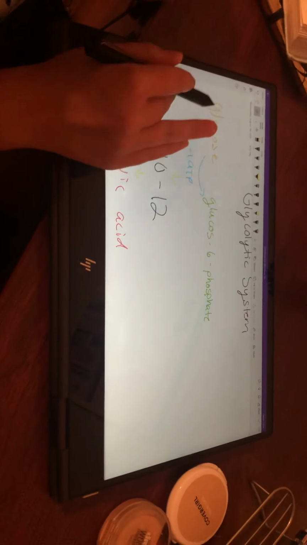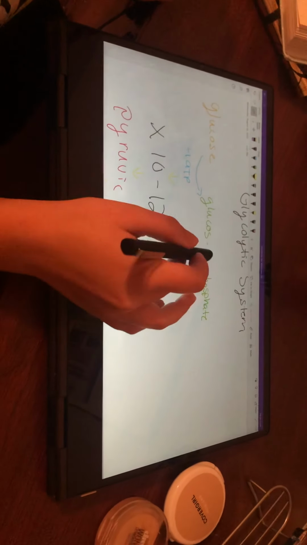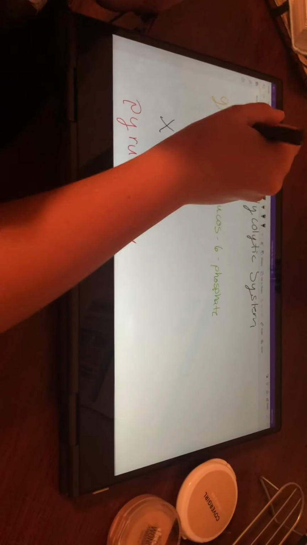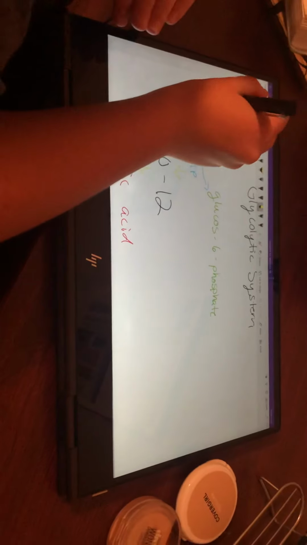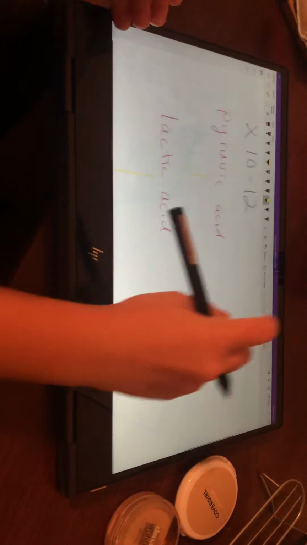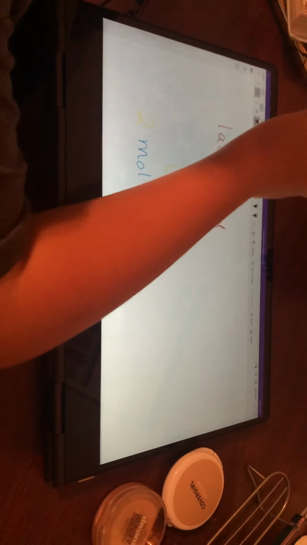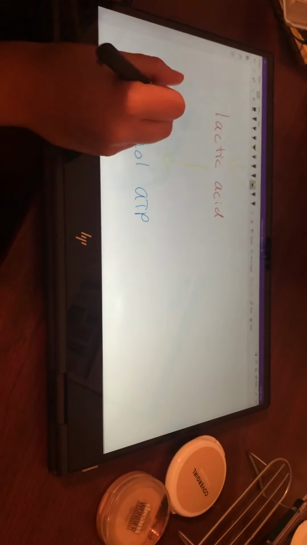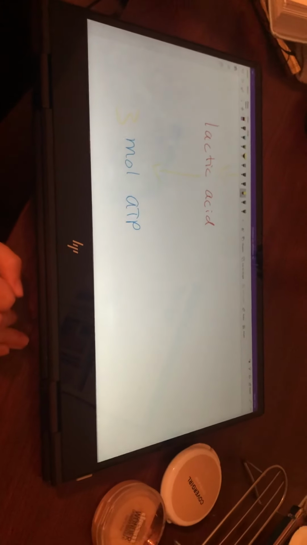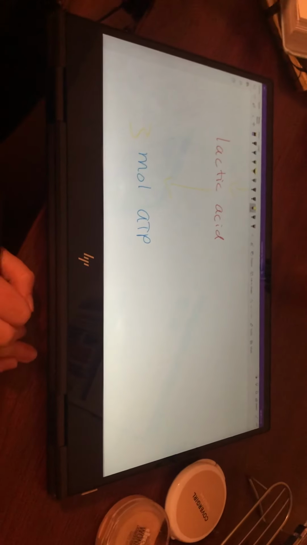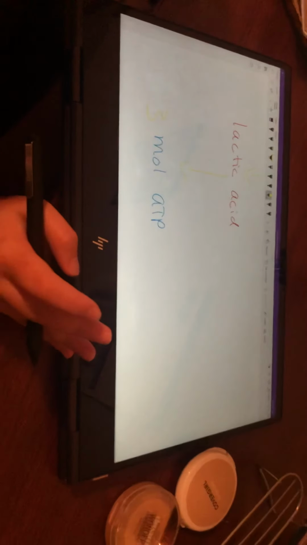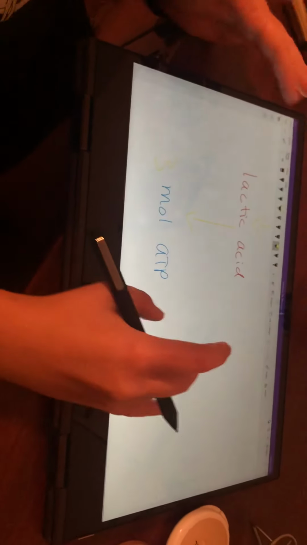So again, if you use glucose, then you're going to get glucose 6-phosphate, and you're going to get 2 moles of ATP. But if you use glycogen, it's the exact same process, you're only going to end up with 3 moles of ATP because you didn't have to use the original mole of ATP to convert the glycogen to glucose 6-phosphate. That is the glycolysis method for metabolic pathways.